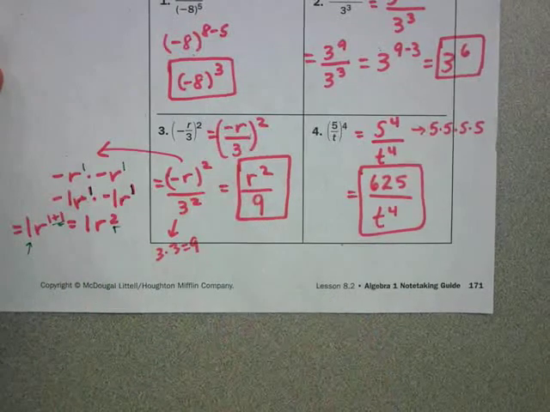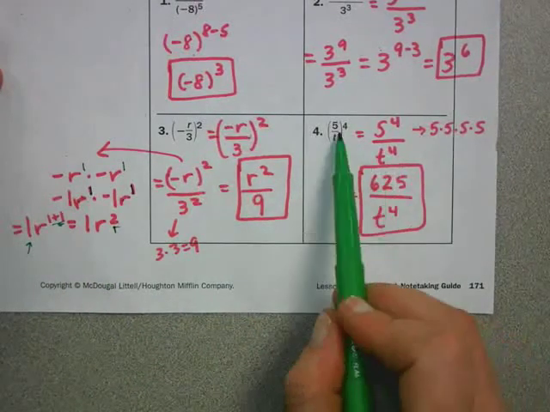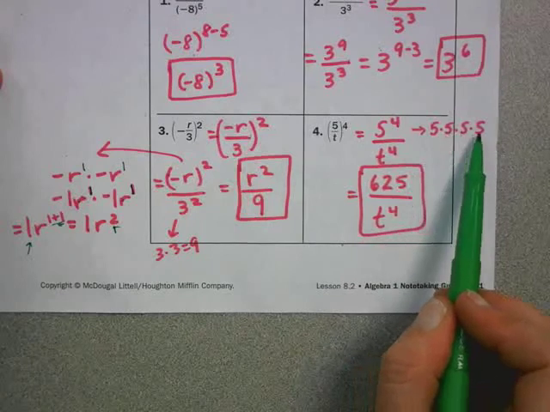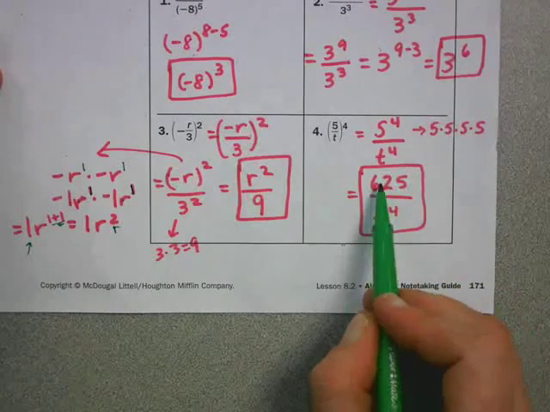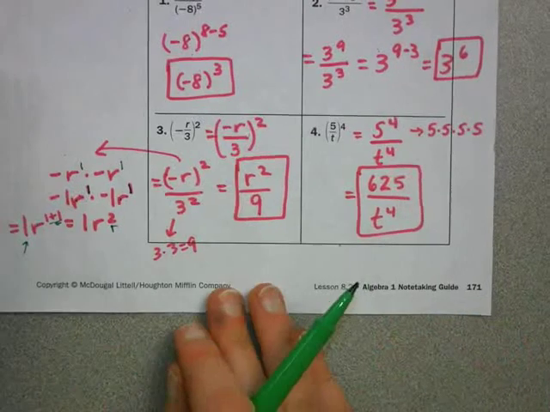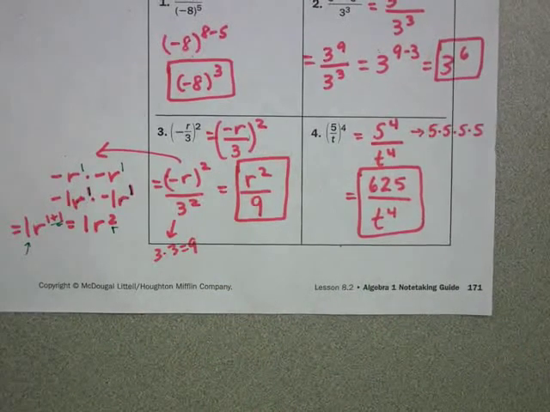Okay, the last one over here, 5 to the 4th over t to the 4th, 5 times 5 times 5 times 5. We worked it out because there were variables in the problem as well, so it's 625 over t to the 4th. If you're having trouble with those, see Mrs. Wyman so that she can help you out.